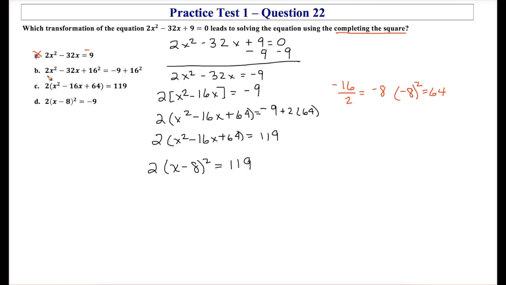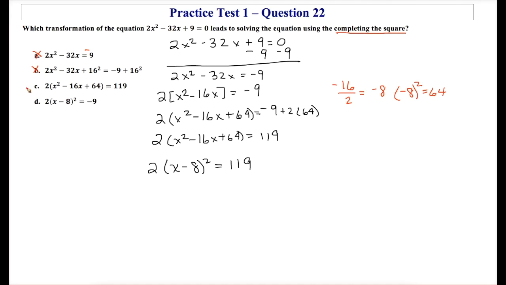Answer choice B, 2x squared minus 32x plus 16 squared equals negative 9 plus 16 squared. Well, notice here that when they completed the square, they used negative 32 as the coefficient because they forgot to factor out the 2. So answer choice B is incorrect.